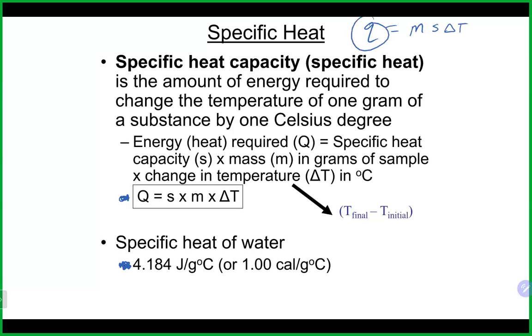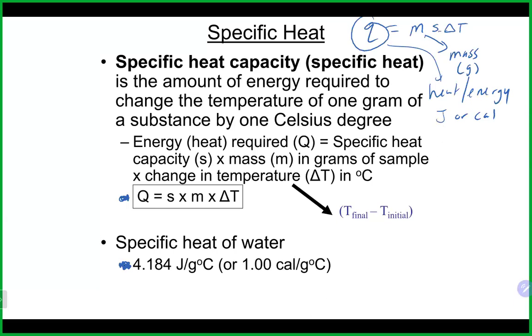Q is heat, our energy, if you want to think about it that way. It has units of joules or calories typically. M is mass, and it has units of grams. Now, S here is the specific heat capacity.